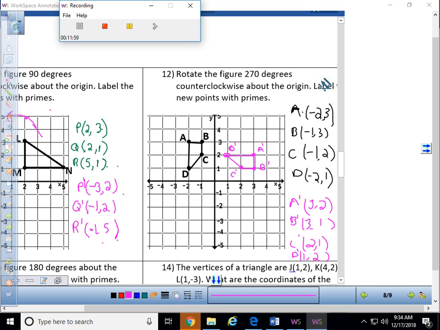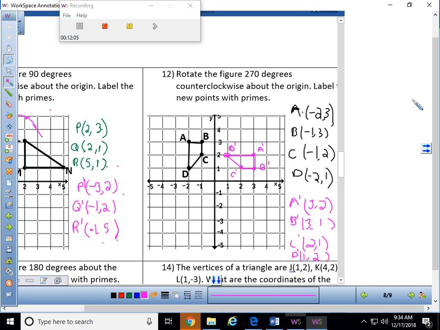Okay, so what's the rule when we rotate 270 degrees counterclockwise about the origin? Well, what we do is we swap the x and y just like we did over here on number 11. But then what we do is we change the sign on the new x value, right? So let's see here. No, sorry, new y value.